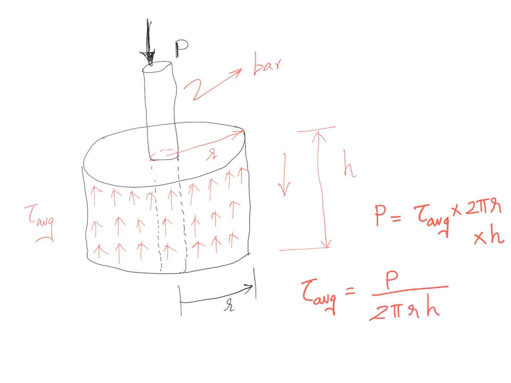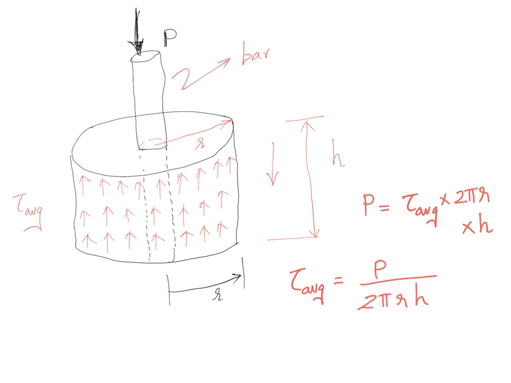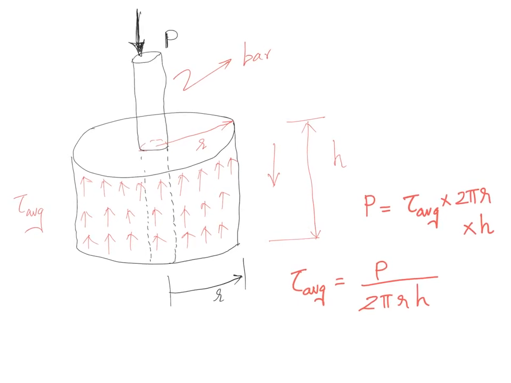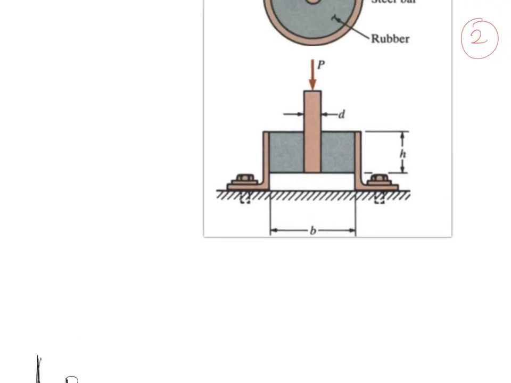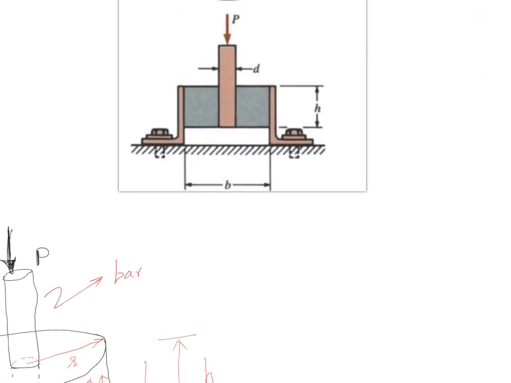Make sense? When r is less, you have a higher shear stress. That is quite acceptable, because you're applying the force in the middle, so you expect that location to have more shear stress. So this is the expression for the average shear stress in the rubber material at a radial distance r. We are talking about the shear stress acting at this particular point. That concludes the first portion of the question, and the next is a little bit tricky: they're asking us to calculate the deflection.